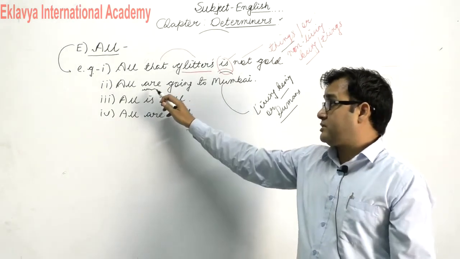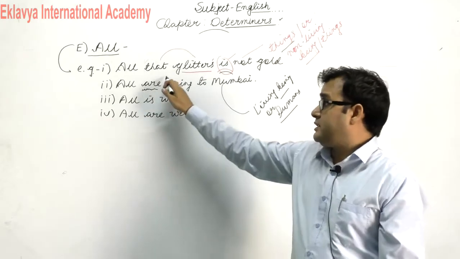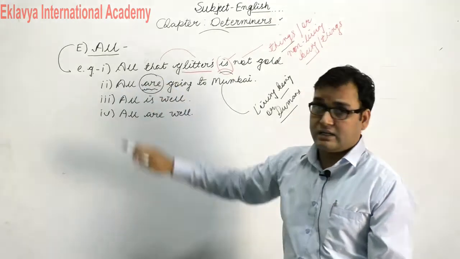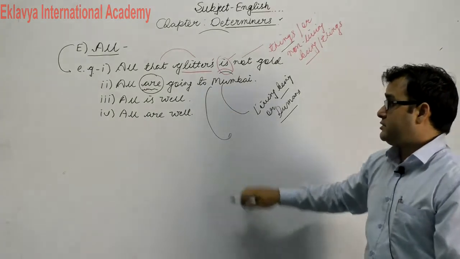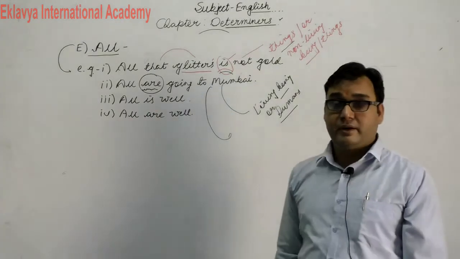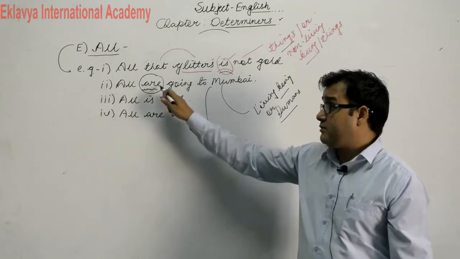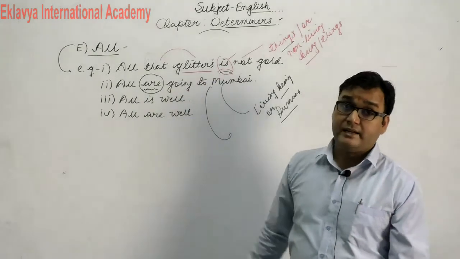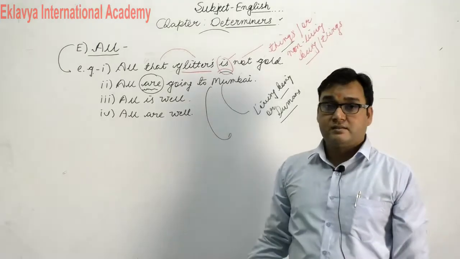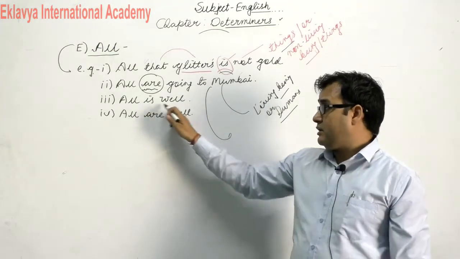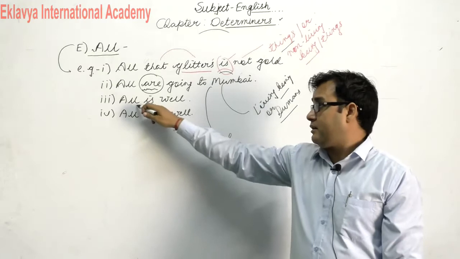If you are talking about living beings and humans, then you should use all are. All are going to Mumbai. All means to say Suresh, Ramesh, my all family. For living beings are आएगा, non living के लिए, और things के लिए is आएगा. All are going to Mumbai, सभी मुंबई जा रहे हैं. All is well.